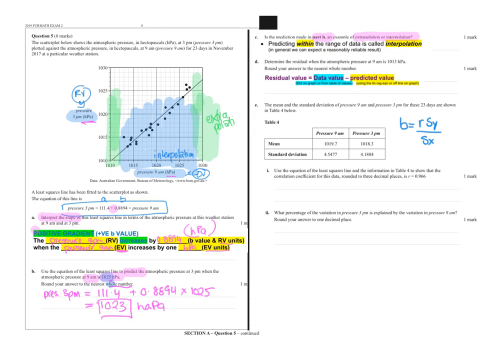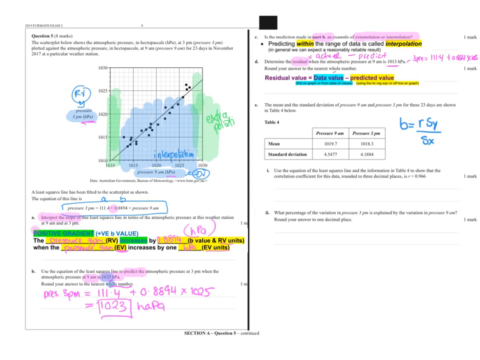Now it says determine the residual value. What I want you to start doing when you see these questions in your exam is write residual, and write the formula. So that equals actual minus predicted. The predicted, you just work that out. Actually, it's doing another one. It's doing 113. So you've got to predict, so you've got to use your equation again. So 3 p.m. would equal 11.4 plus 0.884 times 1013. So you'll get your predicted value.